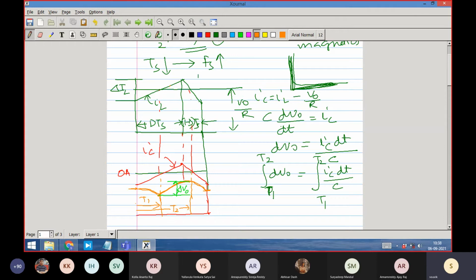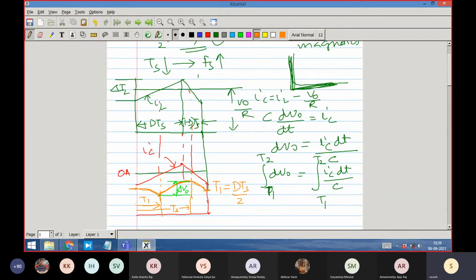T1, this is the slope, and the current is reaching the value of V naught by R at this point, right? And V naught by R is going through the middle of this. So from the principle of similar triangles, what can I say? T1 must be dTs by 2. Yes or no? When it reaches this value, T1 must be equal to dTs by 2. Right?